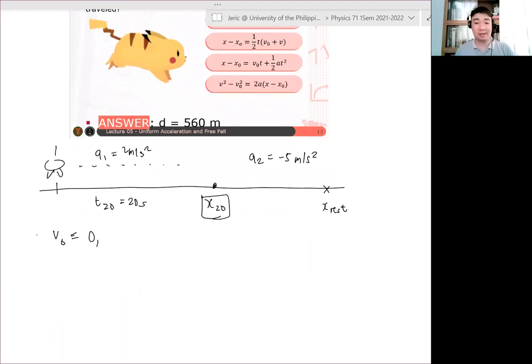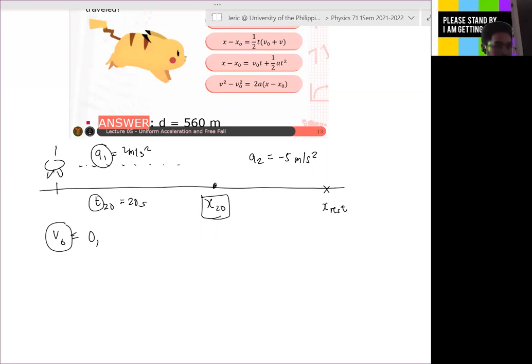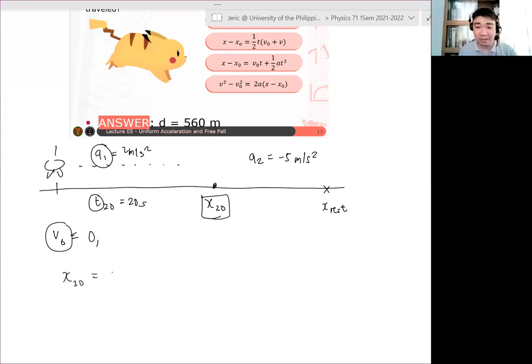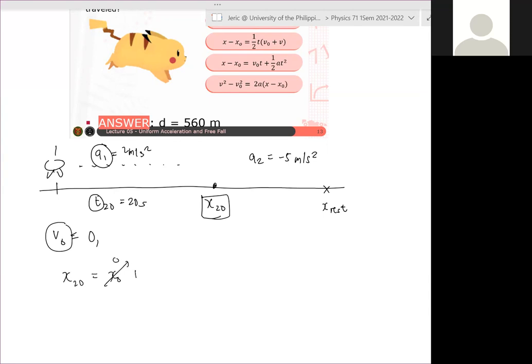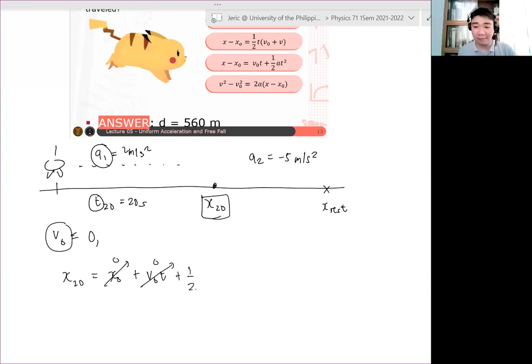How do you determine our x? We have our v naught, we have our t, we have our a1. Ang final velocity ba given? No, sir. No. Therefore, what equation can we use? Sir, position time. Exactly. We will solve for the position time. So x20 is simply x naught, we will assume it to be 0, plus v naught t, again assumed to be 0, plus 1/2 a1 t squared, or a1 t20 squared.